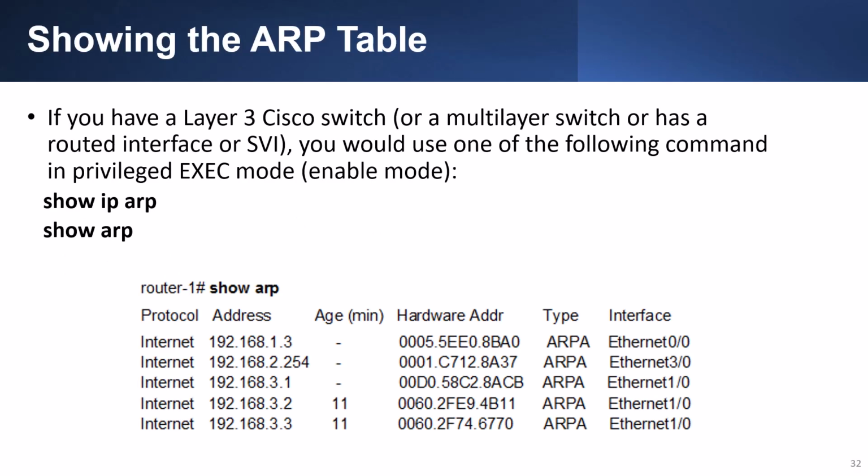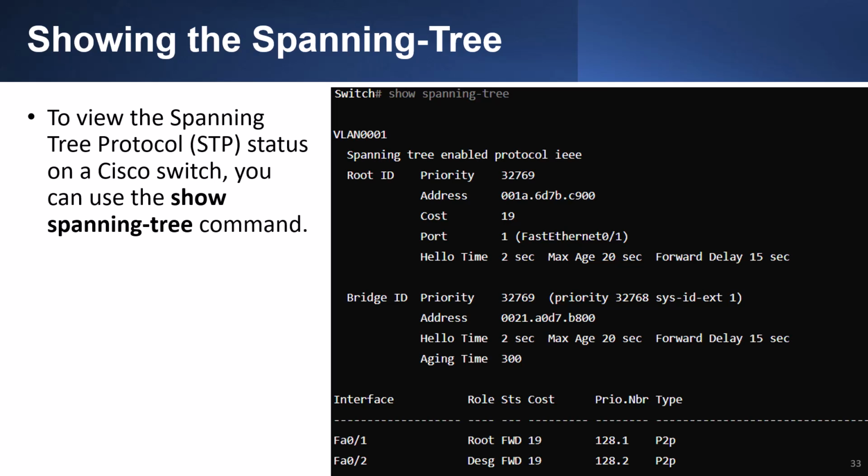If you have a Layer 3 Cisco switch, or a multi-layer switch, or one that has a routed interface or SVI, you would use one of the following commands in privilege exec mode: show ip arp or show arp. To view the spanning tree protocol or STP status on a Cisco switch, you can use the show spanning-tree command.